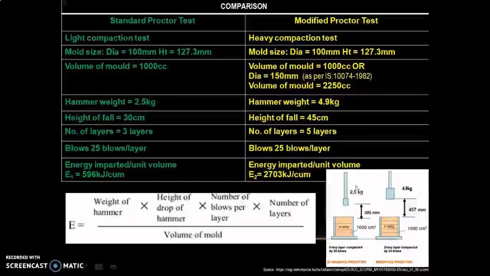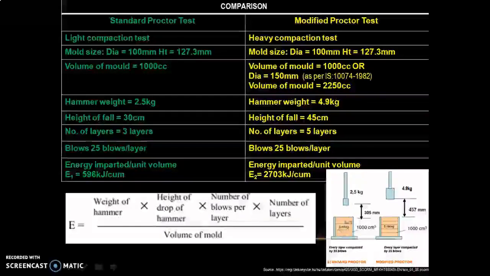Hammer weight is 2.5 kg for standard and 4.9 kg for modified Proctor test. Height of fall is 30 centimeter or approximately 305 mm, and whereas for modified it is 45 centimeter or approximately 457 mm. Number of layers compacted in case of standard Proctor test is 3, whereas for modified it is 5. Number of blows given is 25 per layer in both the tests.